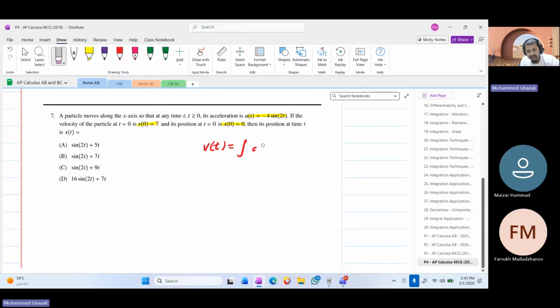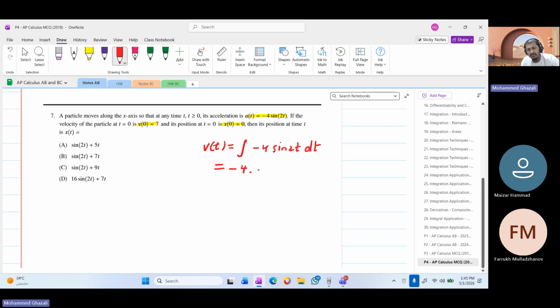So if you integrate the acceleration, which is minus 4 sine 2t dt, if you integrate this, you're going to get negative 4. What's the integral of sine? Positive cosine, no, negative cosine, so you can get positive cosine.